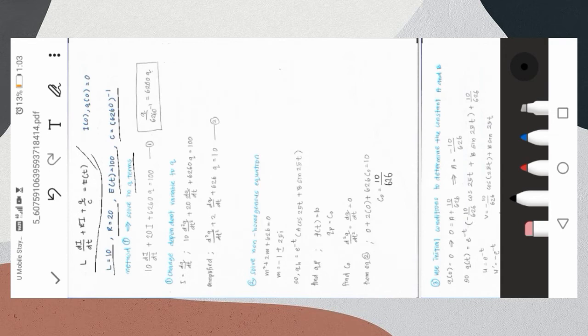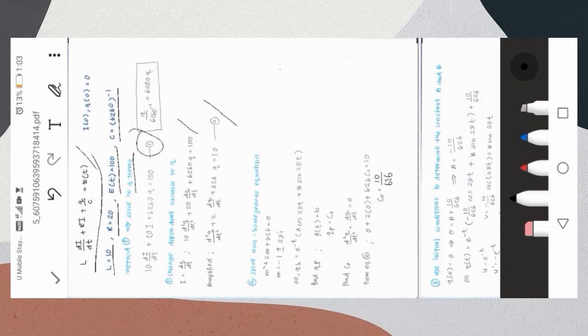First step is to change the dependent variable to q. Since i equals dq over dt, equation 1 will become this equation: 10 d squared q over dt squared plus 20 dq over dt plus 6260q equals 100. We simplify it and we get this equation, and we name it equation 2. And this one is equation 1.